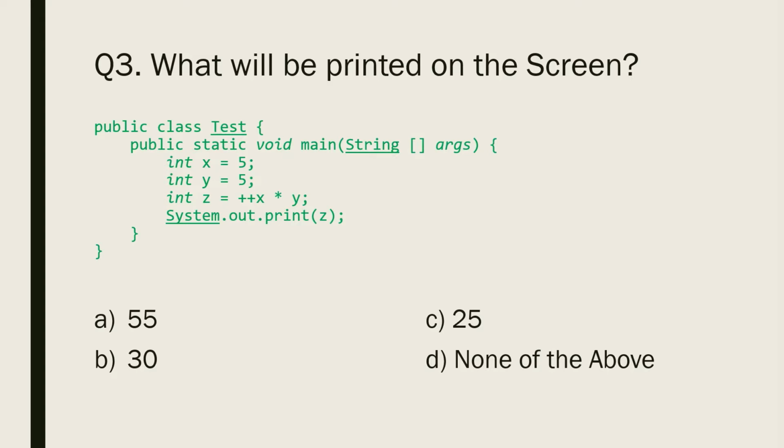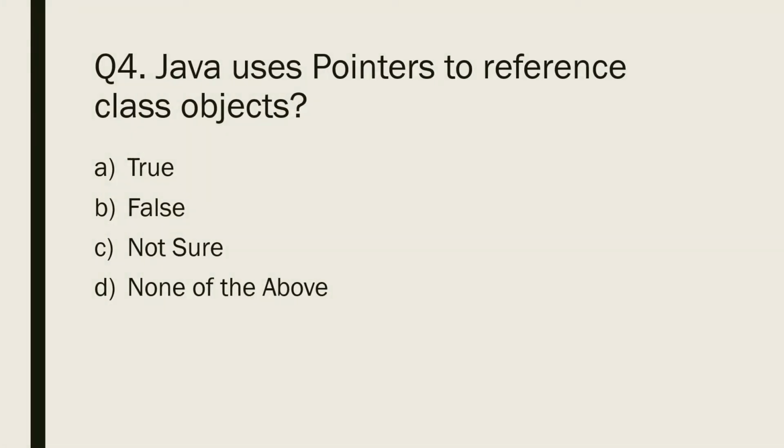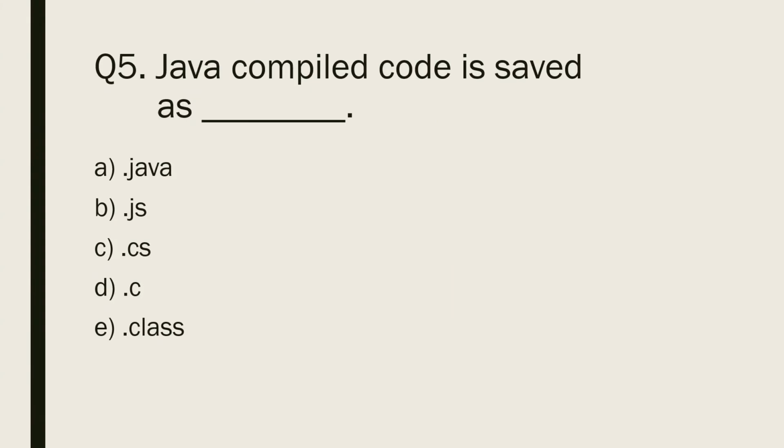Question number 4. Java uses pointers to reference class objects. Is it true, false, not sure, or none of the above? Choose one of the answers. Let's go to question number 5. Question number 5 is Java compiled code is saved as. What is the extension of the compiled code file in Java? .java, .js, .cs, .c, .class.